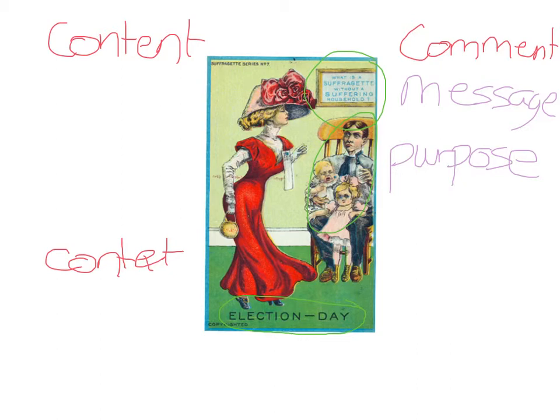Now, the last point that you need to do is context. So this is where you show off your contextual knowledge, and this can be linked to the caption at the bottom which says election day. Now, you should know that as the source is published in 1909, that is a year before the general election, which occurs in 1910. Therefore, the artist wants people to consider the situation that could happen if they voted for a political party that would allow women to vote.